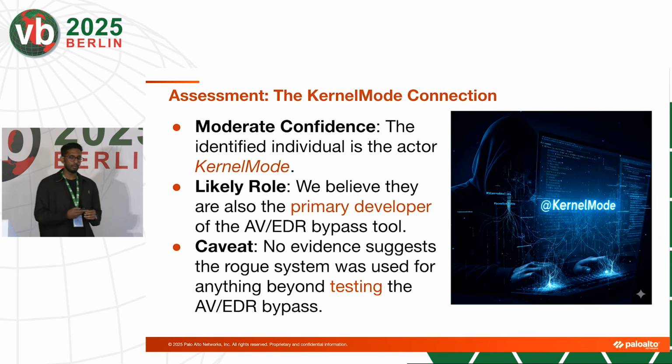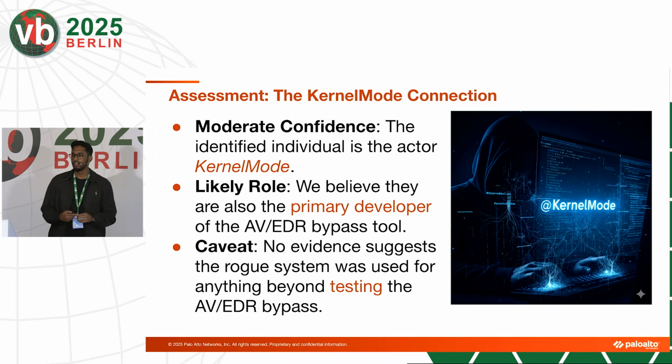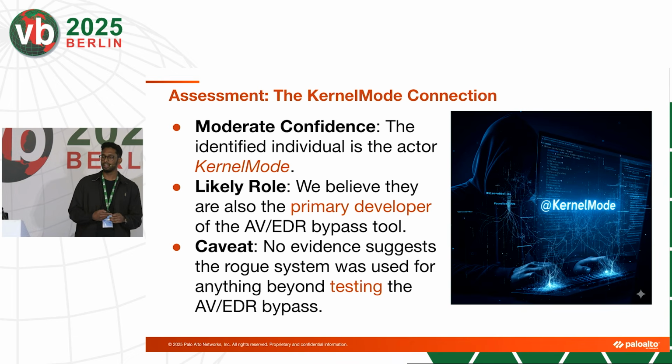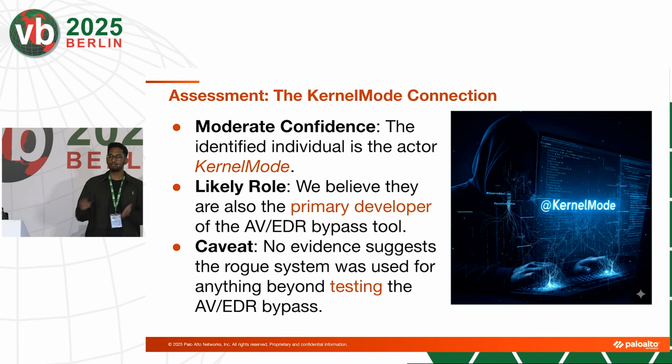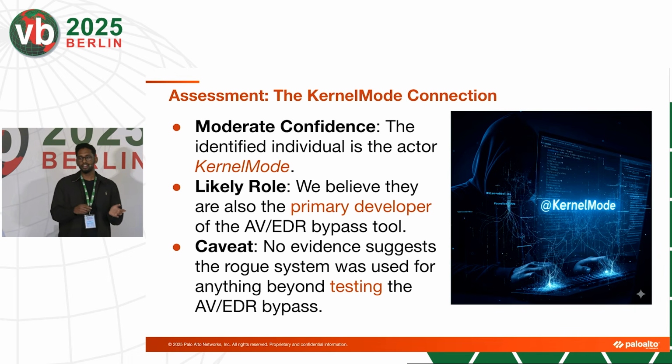With all these points in mind, we do assess with some level of confidence that the individual we identified is one of the people, if not the only person, behind the alias kernel mode. Based on their professional background and some additional information that we had gathered, we also believe that this individual is one of the developers, if not the only developer, of the AV EDR bypass tool. However, it does appear that this actor is not solely responsible for this particular attack that was investigated, though we cannot confirm it either way. The main reason being that this rogue machine that we had captured was not involved in the attack besides for the purposes of testing the AV EDR bypass tool.